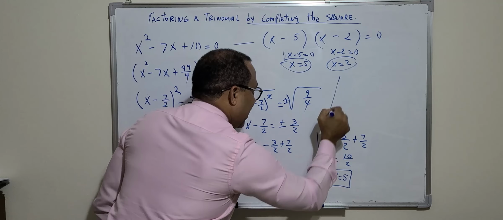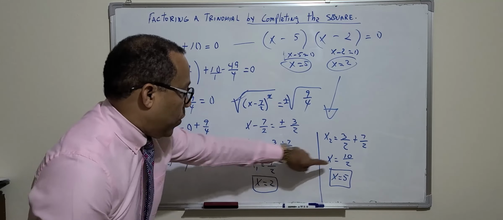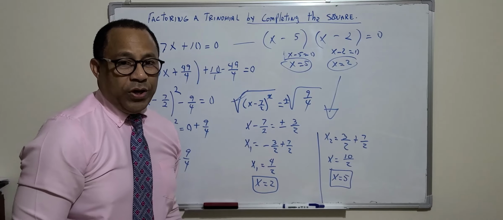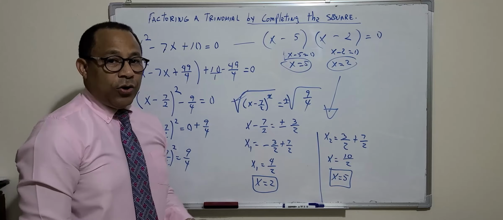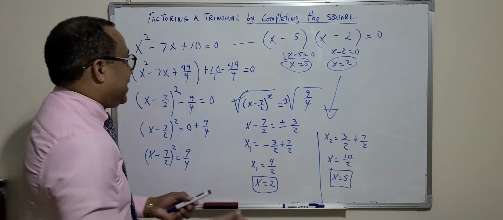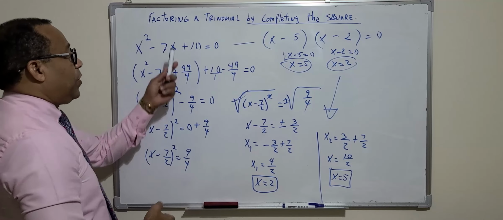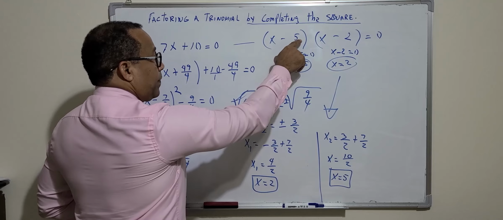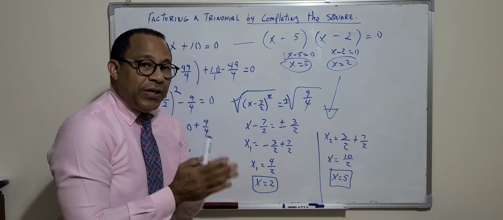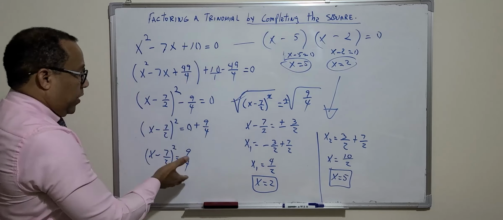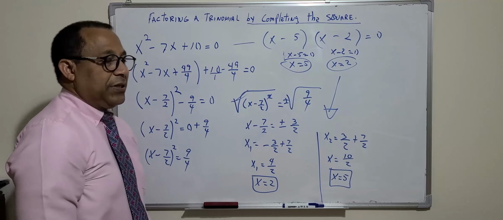And we got the same results as when factoring by completing the square. And you say, but this method, it's a lot longer. Yes, it is, because this is a non-perfect trinomial and it can be factored this way. But if you're asked to factor by completing the square, this is the way you factor by completing the square.